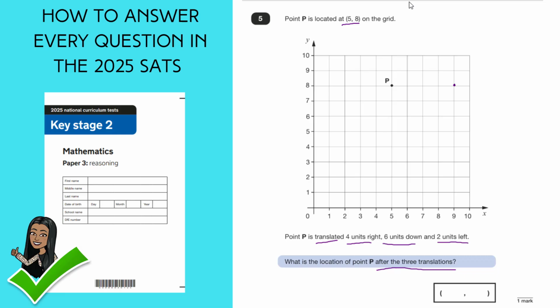So 1, 2, 3, 4 right, then 6 units down, 1, 2, 3, 4, 5, 6. You're simply following those directions, and then 2 units left, 1, 2. So this is the final one. I'm just going to put P there. That is where we end up after the 3 translations. And then you just need to write in the coordinates of this point, which is 7, 2. So what this is looking for is that you understand what translation is and that you are also able to describe a point on a grid using the coordinates.